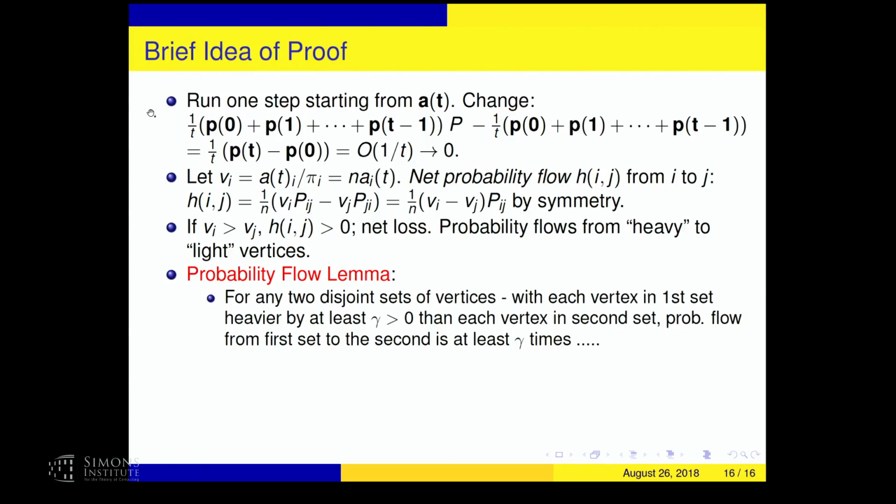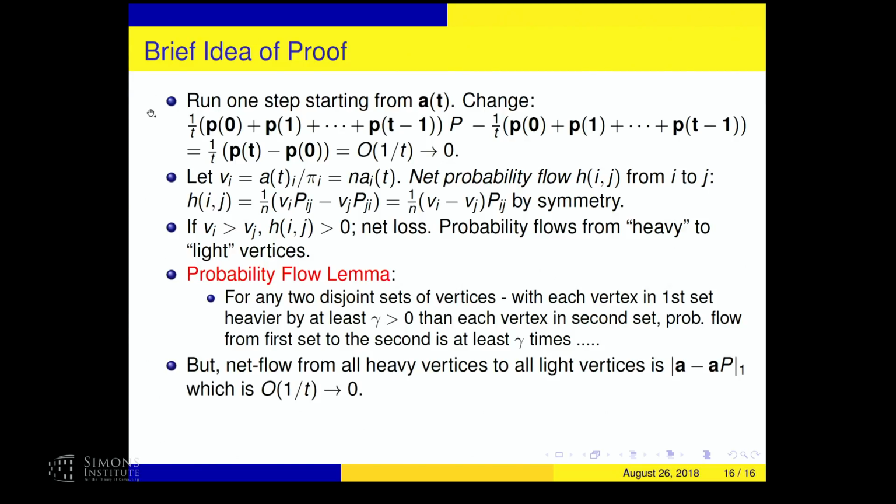And the probability flow lemma, which is central to the proof, says that if you have two disjoint sets of vertices, with the first set each being heavier than the second set, then there's a minimum certain amount of flow from the first to the second. So if A is much heavier than the other, then the flow is large. That's the probability flow lemma. That's just a simple calculation.